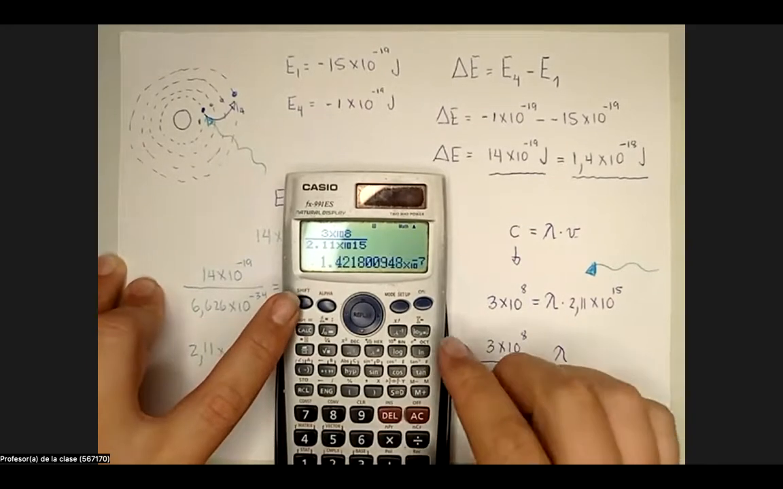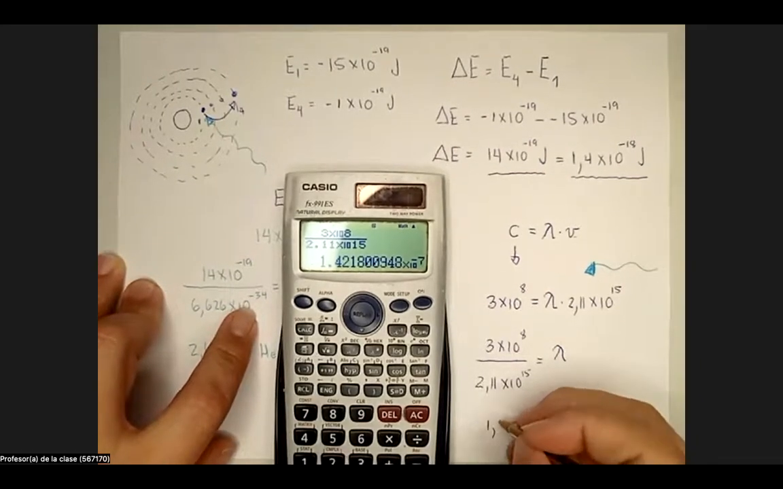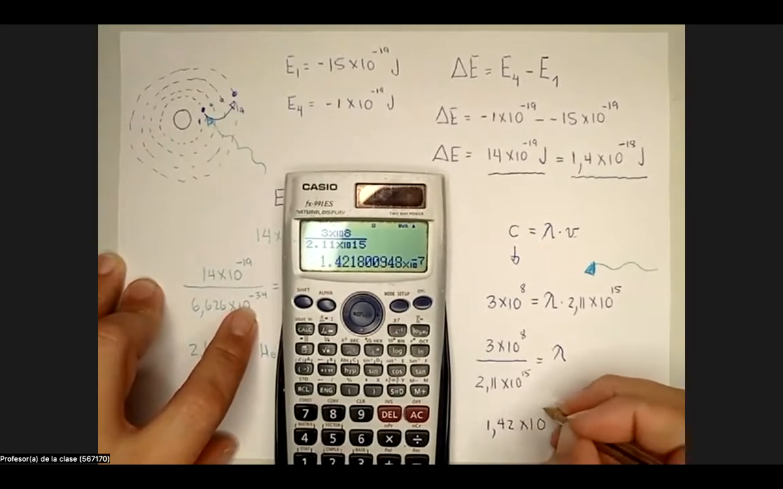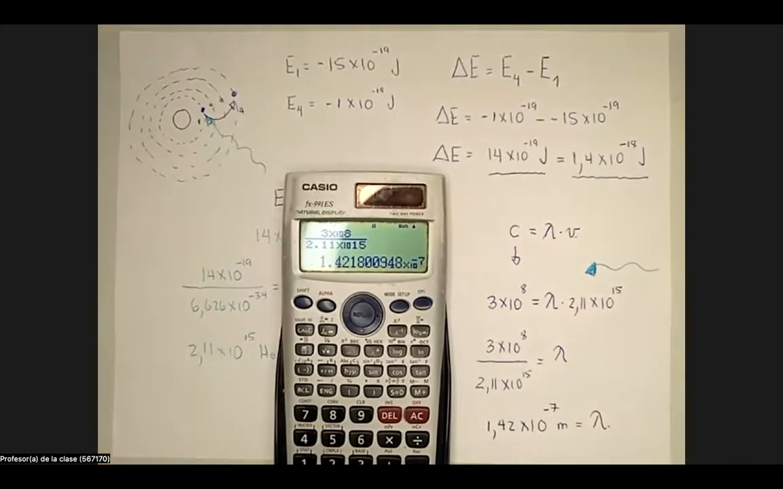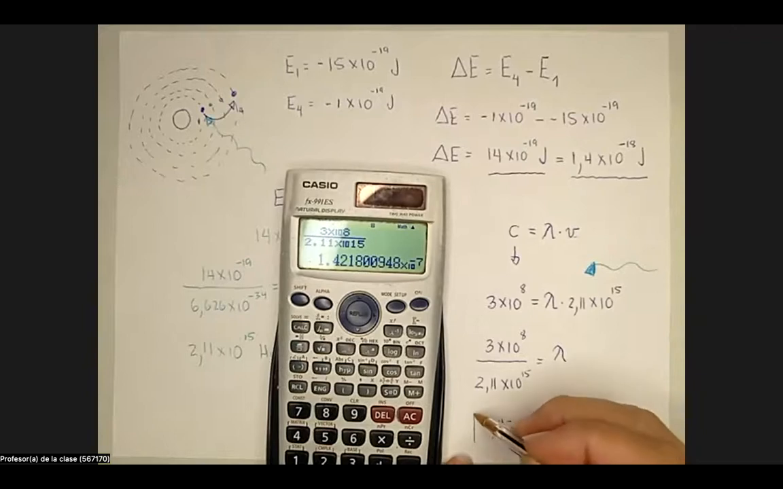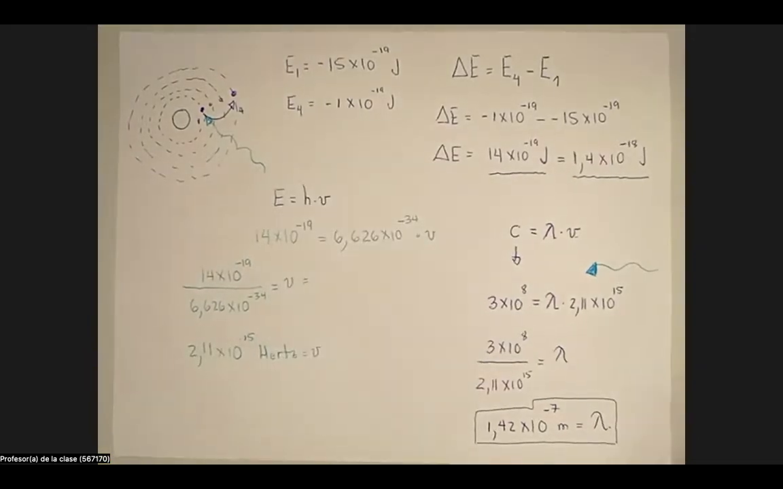So of course this is a tiny number, 1.42 by 10 to the minus 7 meters. That will be the wavelength. And that's it. This is the answer of the first question. Okay, excellent.